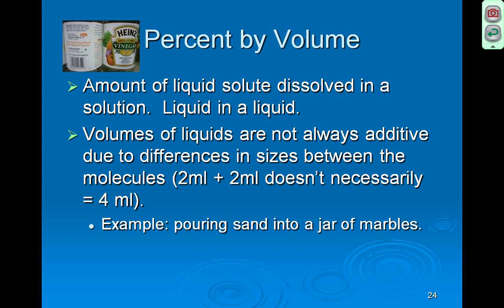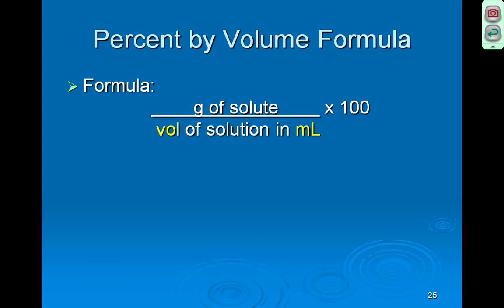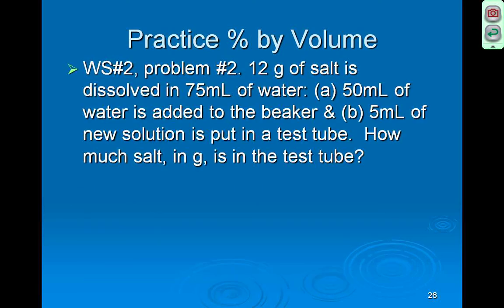For example, if you poured sand into a jar of marbles, the sand doesn't just fall neatly on top of the marbles and layer, it falls in between the air spaces and the marbles. So here's the formula. Grams of solute divided by the volume of solution in milliliters times 100.